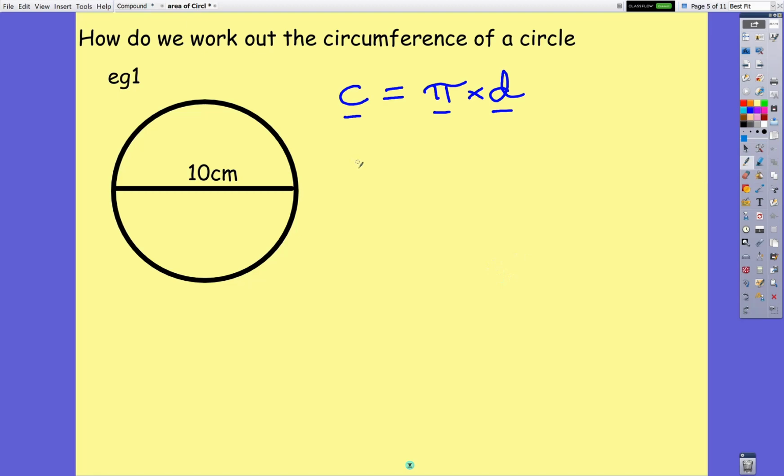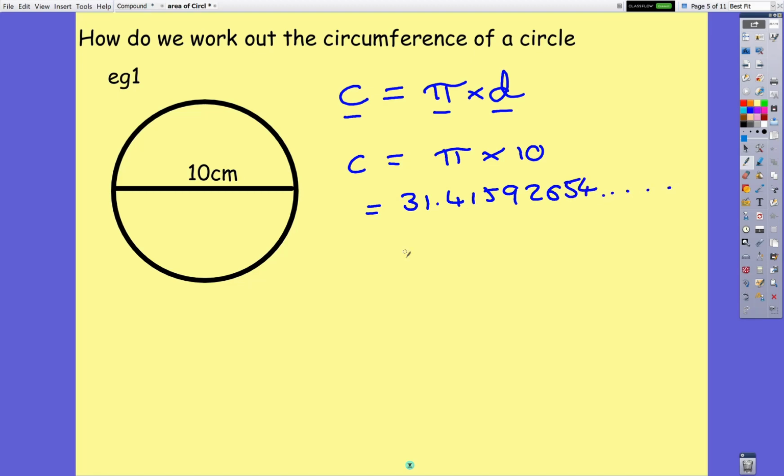So let's have a look. We've got circumference equals pi times my diameter, which goes all the way through, in this case 10. If I type that into my calculator, I get 31.41592654, and it goes on and on and on.